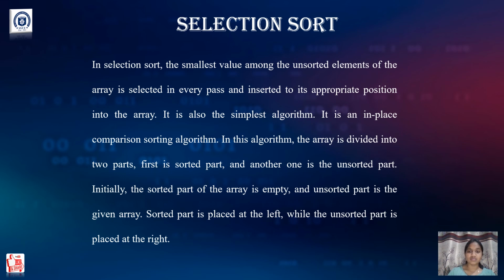In this algorithm, the array is divided into 2 parts. First is the sorted part and the other one is the unsorted part. Initially, the sorted part of the array is empty and the unsorted part is the given array. The sorted part is placed at the left while the unsorted part is placed at the right. So the sorting starts from left to right.